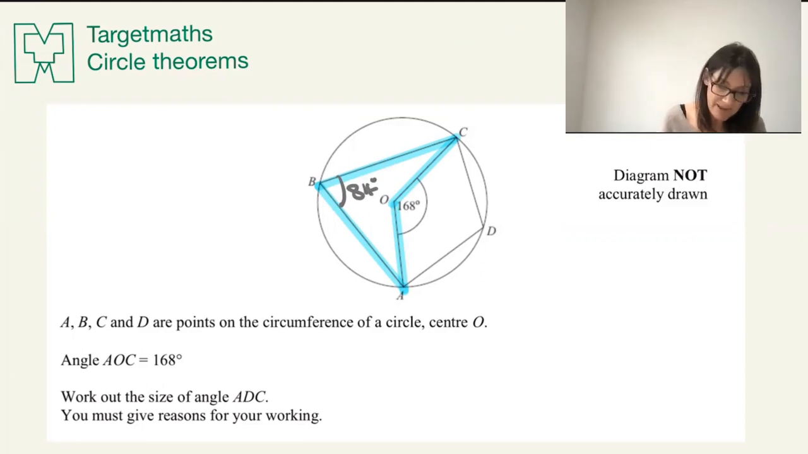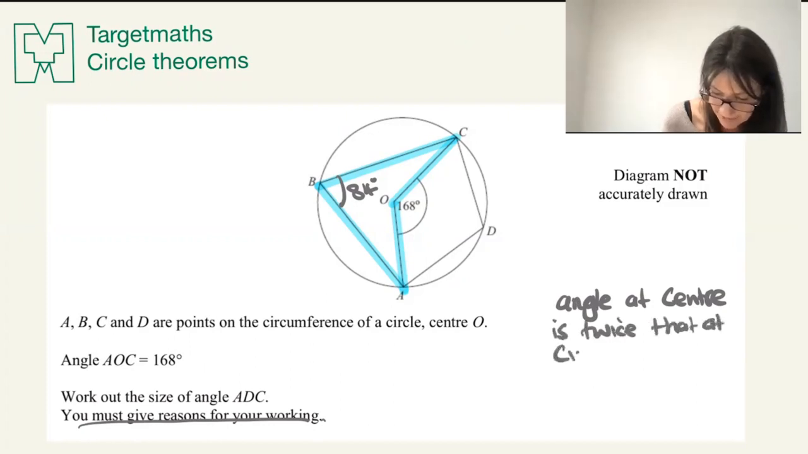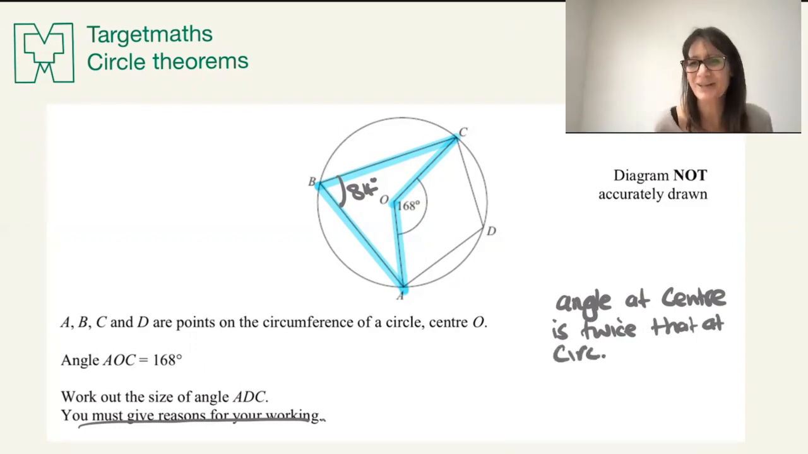Okay, remember, let's finish this first, and then I'm going to point out an error that could be made. So that's what you do, and you've got to give your reasons. So give your reasons as you go. I'm not going to write it down in a full sentence, but angle at center, maybe I am. I just can't think of a shorter way to do this one. Angle at center is twice that at circumference.